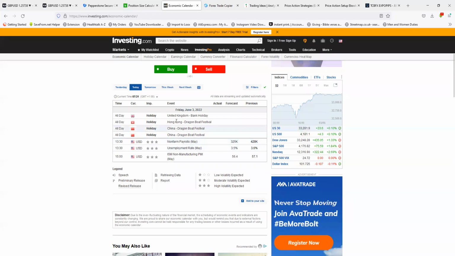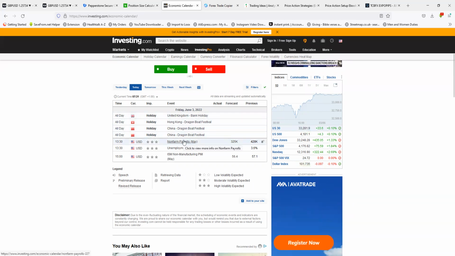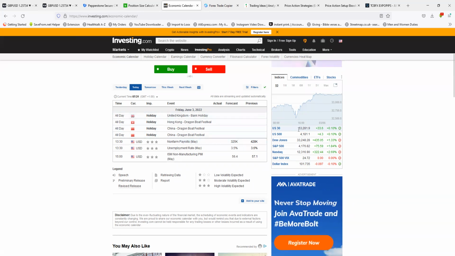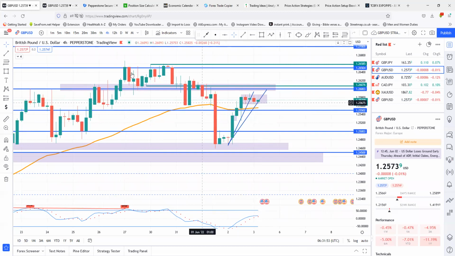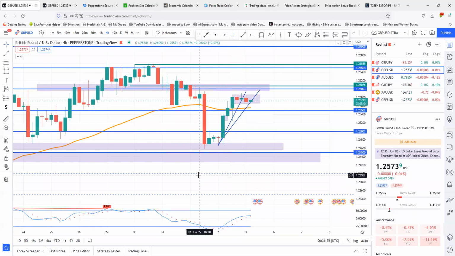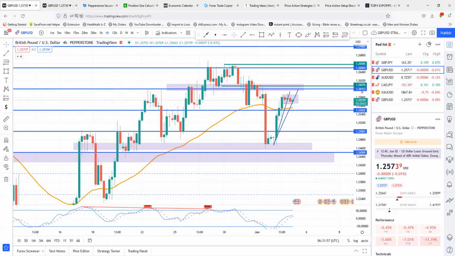But because of the holiday of the British pound, we might expect the US dollar to have more power today. That's just my thought because of the holiday. Now, let's go back to the chart and see if it will align with our technical analysis. So this is the 4-hour time frame. We're looking at it now.